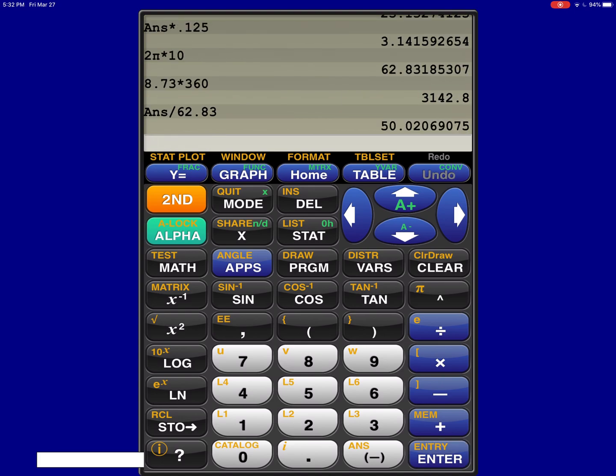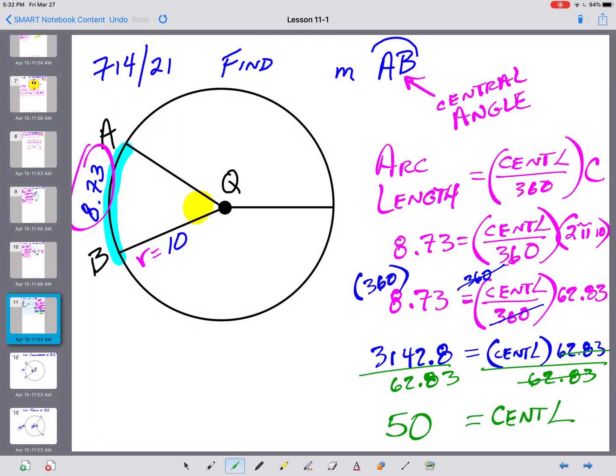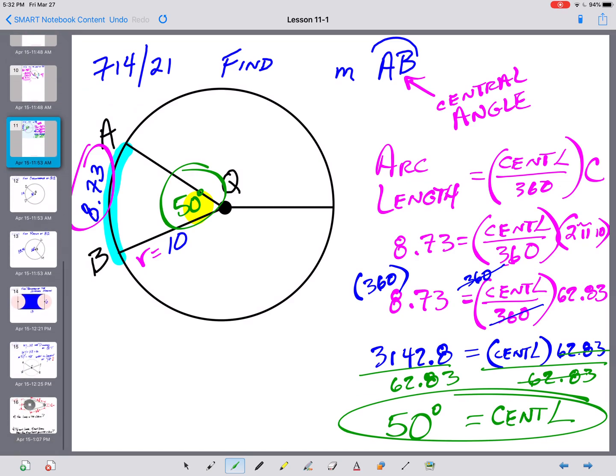I'll tell you what, let's call that 50 degrees. There we go. 50 degrees is what we found right there. Okay, nice.